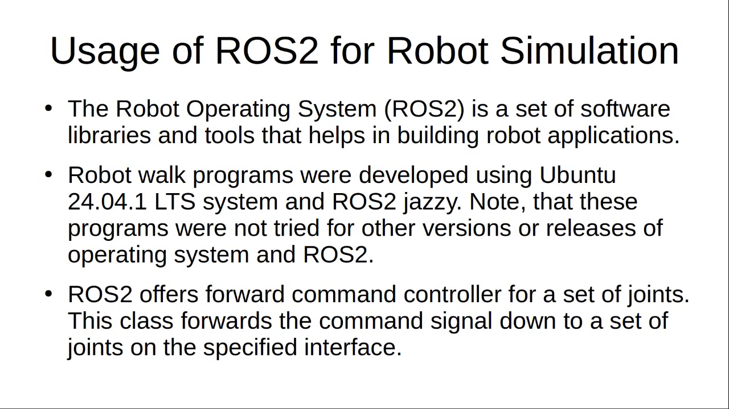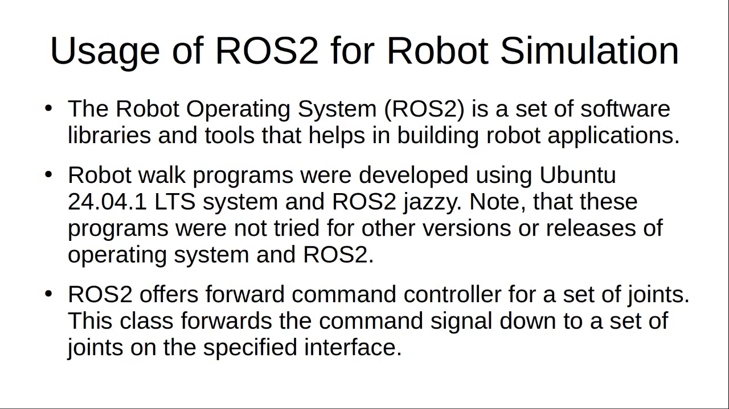Usage of ROS2 for robot simulation. The Robot Operating System ROS2 is a set of software libraries and tools that helps in building robot applications. Robot walk programs were developed using Ubuntu 24.04 LTS system and ROS2 Jazzy. Note that these programs were not tried for other versions or releases of operating system and ROS2.